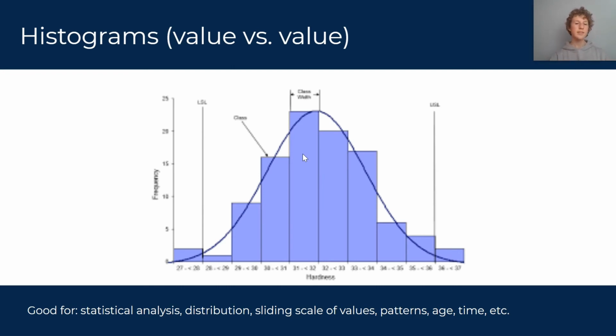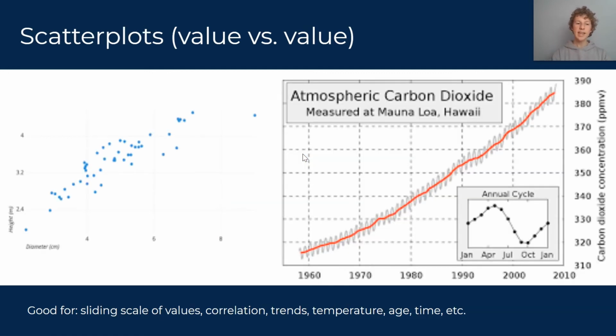It's good for statistical analysis, distribution, a sliding scale of values, again, not categories, but actually numbers, patterns, and some examples, age, time, etc. A scatter plot is good for sliding scales, as is the histogram, but this one is actually all of the dots. It's not grouped into bars.